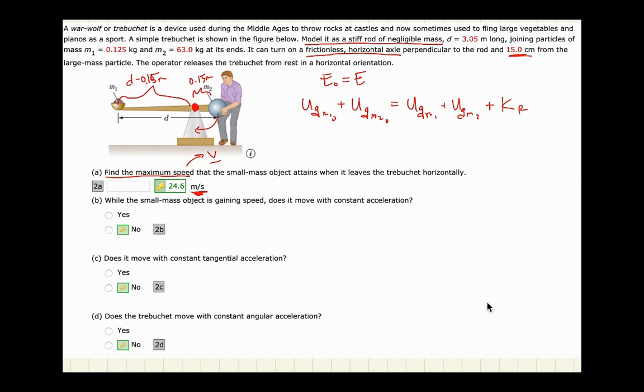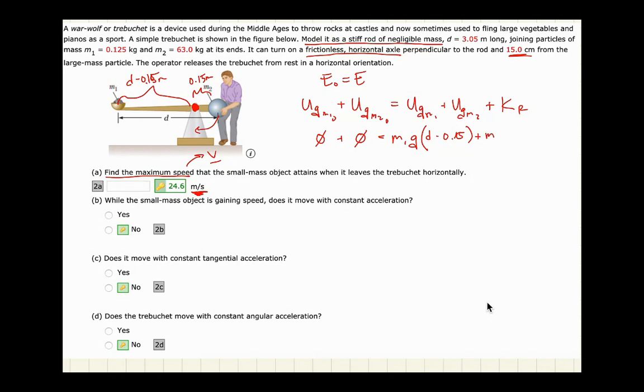And the reason I would set the initial height to 0 is that then this entire first half of the equation becomes 0, right? Which means that my calculations become a little bit simpler. So then over here on the other side, I would have M1 times G times the final height of M1, which in this case is going to be D minus 0.15. That would be the gravitational energy that M1 would have after the trebuchet is vertical.